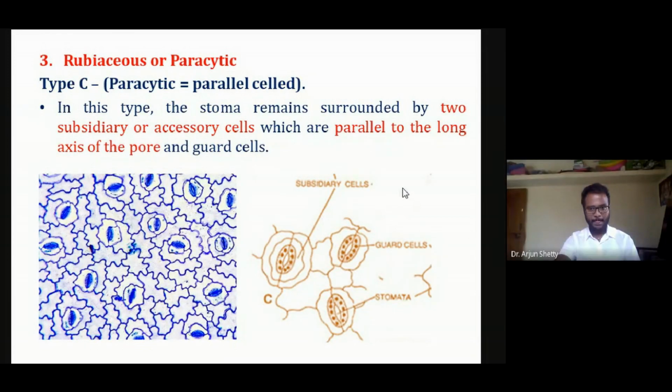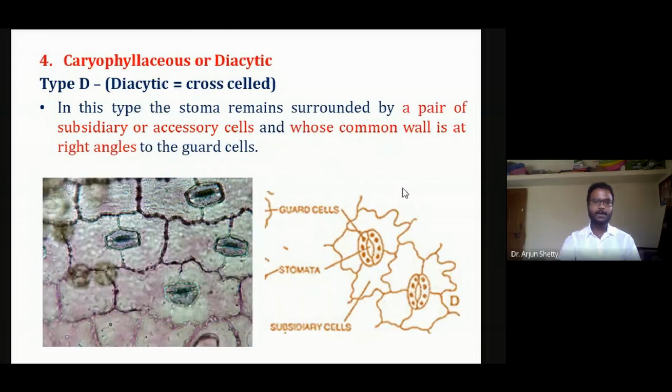Is it clear? Now coming to the fourth one, that is the caryophyllaceous type of stomata or the diacytic type of stomata. The diacytic type of stomata is quite contradictory to the paracytic. In the paracytic stomata, we see that the subsidiary cells are arranged parallel to the long axis of the pore. Here, in the diacytic type, we are going to see the cross-cellular type of stomata.